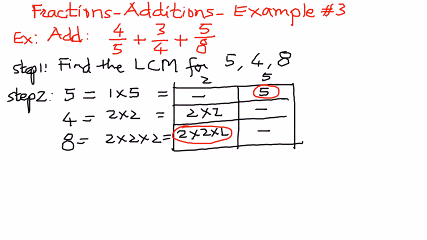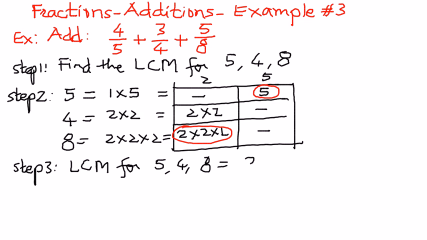So therefore, we can write the next step as the LCM, or the least common multiple, for the numbers 5, 4, and 8 is 2 times 2 times 2 times 5. So when we multiply them out, 2 times 2 is 4, 4 times 2 is 8, 8 times 5 is equal to 40. So the least common multiple for 5, 4, and 8 is equal to 40.